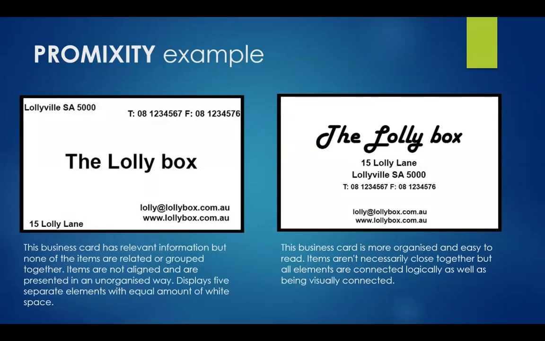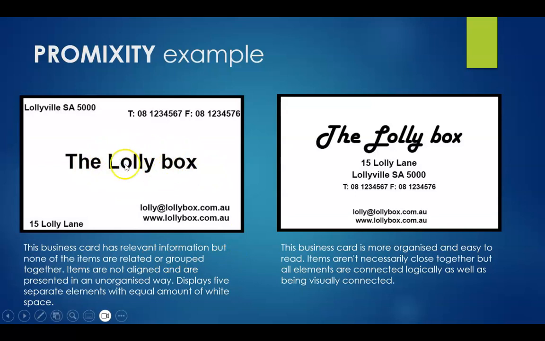Proximity examples. On the left is a very bad example of design. You should not be impressed by it. You should think it's horrible because it is. This business card has relevant information, but none of the items are related or grouped together. Items are not aligned and are presented in an unorganized way. It displays 5 separate elements with equal amounts of space.